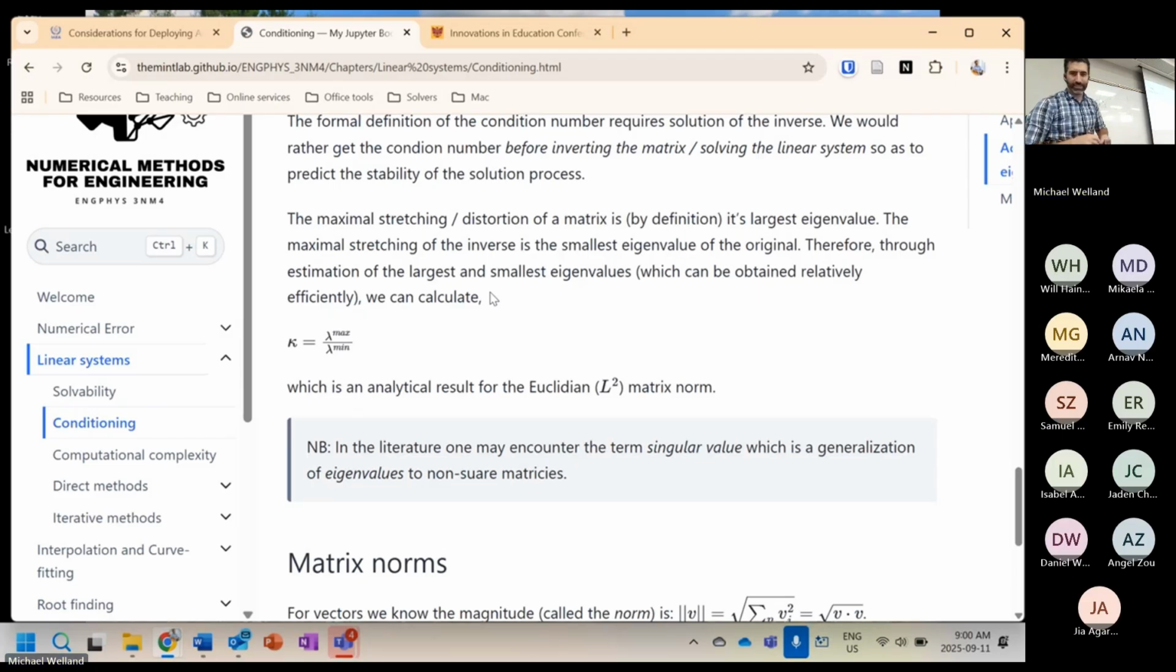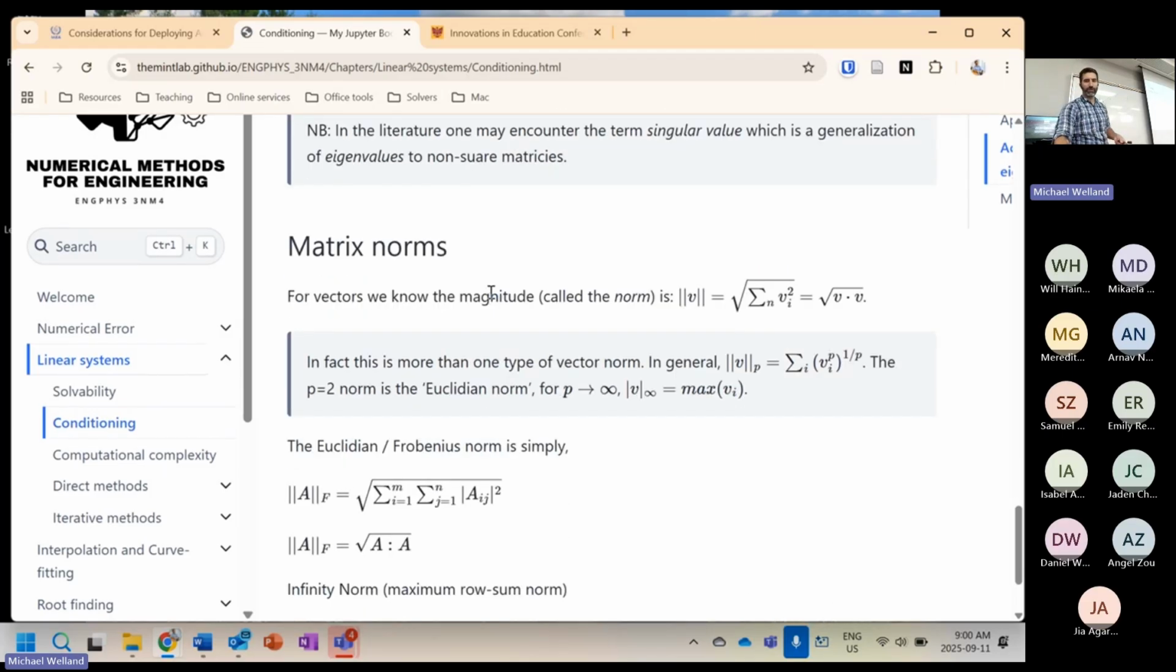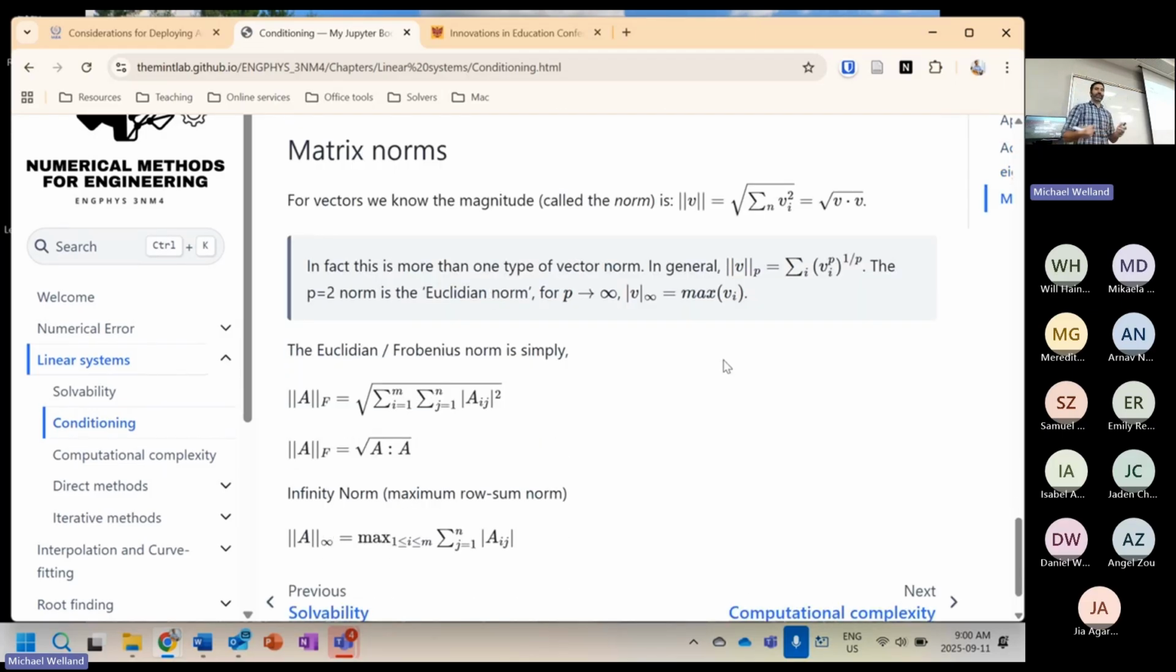Okay. Now we're 25 minutes behind. Very quickly, matrix norms. Oh yeah, so sorry.